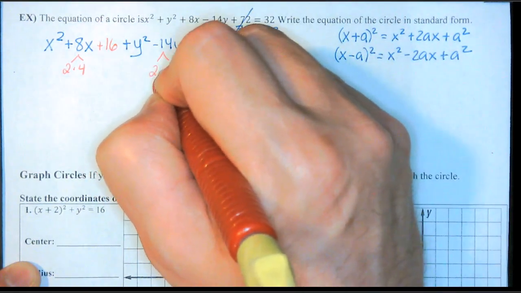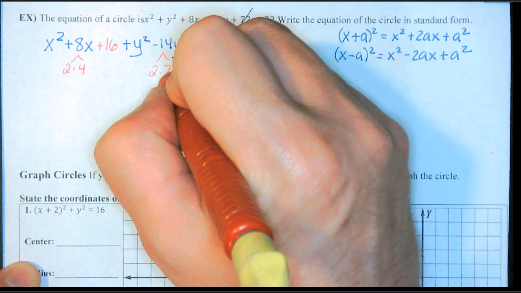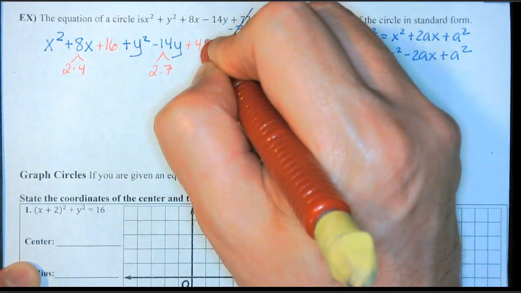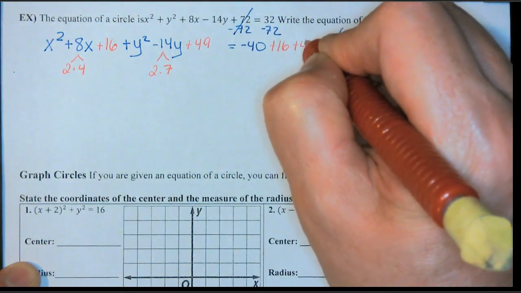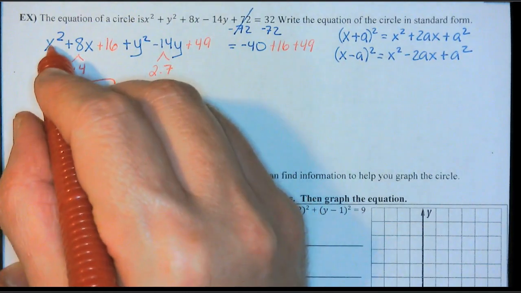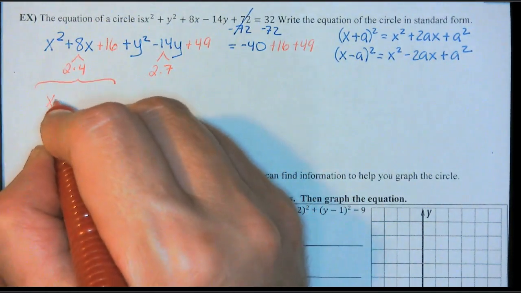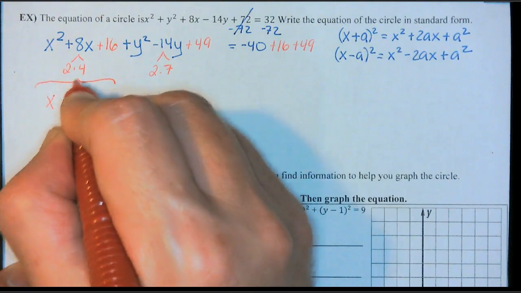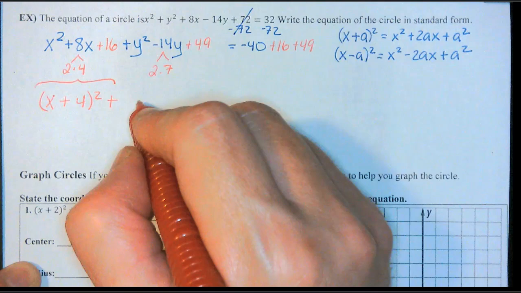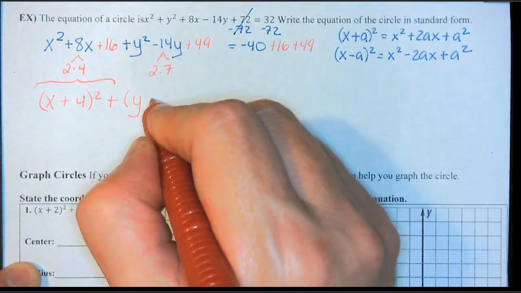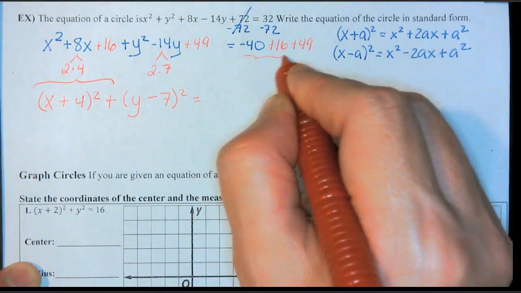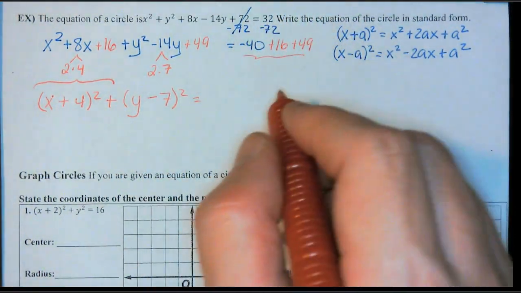Then I do the same thing here. This would be 2 times one number gives me 14. The answer is 7. So my magical number is 7. So I'm going to add 49 to both sides. So that means over here, this here is x plus the magic number 4, squared. Here would be y minus the magic number 7. And then I just need to calculate what these numbers are.